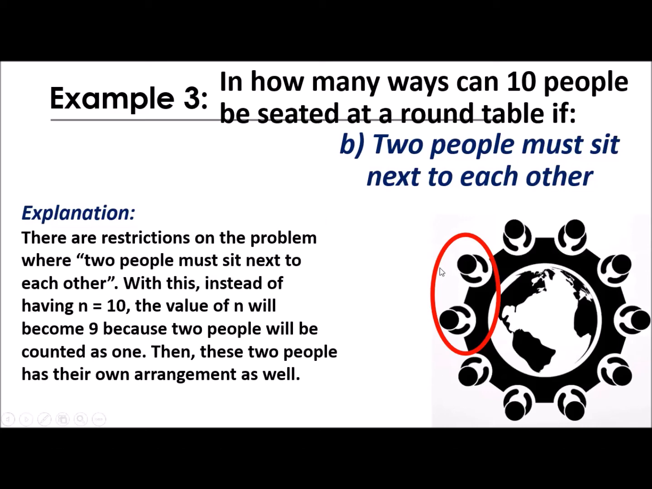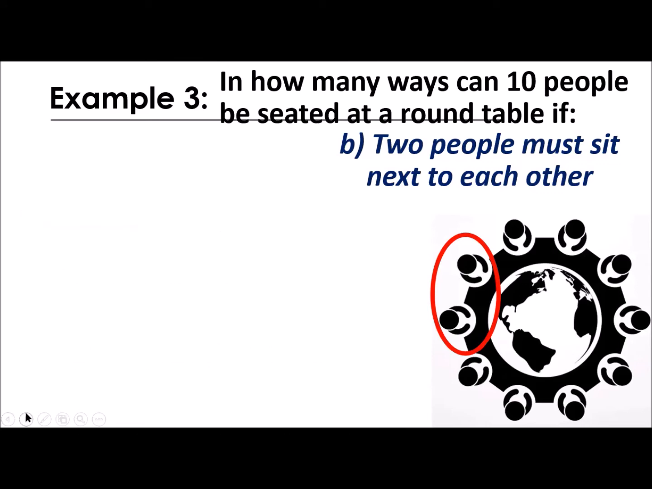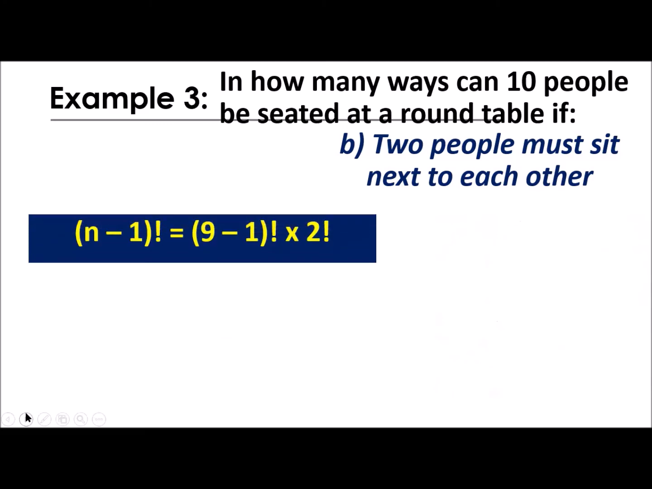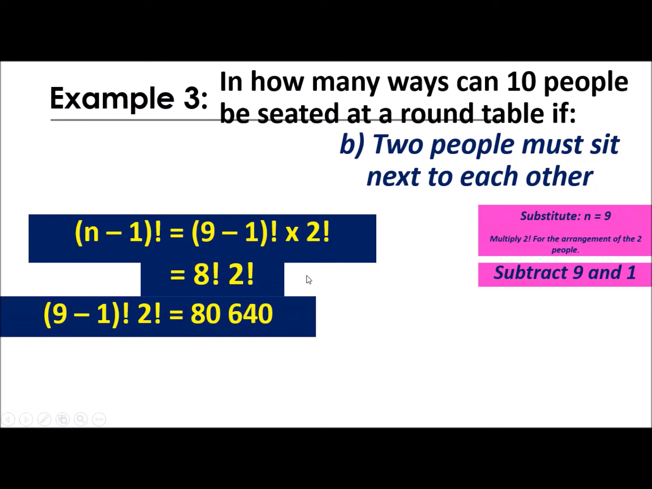And don't forget as well na itong dalawang to, they could exchange their places. Kaya may idadagdag pa rin tayo, which is 2 factorial. So, having said that explanation, we will have the solution. The quantity of n minus 1 factorial will become 9 minus 1 because the value of n, katulad ng na-discuss kanina, is magiging 9. Tapos po, madadagdagan ng 2 factorial because 2 people must sit next to each other. Simplifying that, 9 minus 1 is 8 factorial times 2 factorial. And then, its product is 80,640.